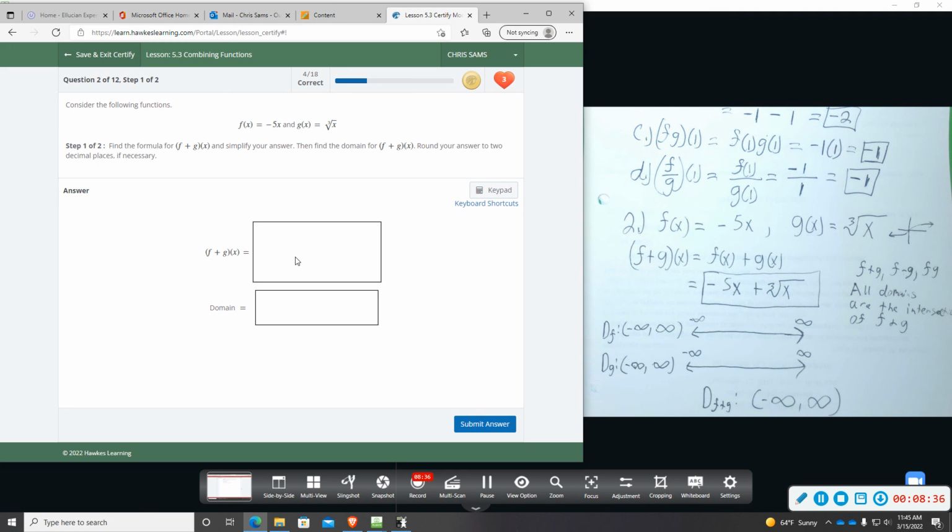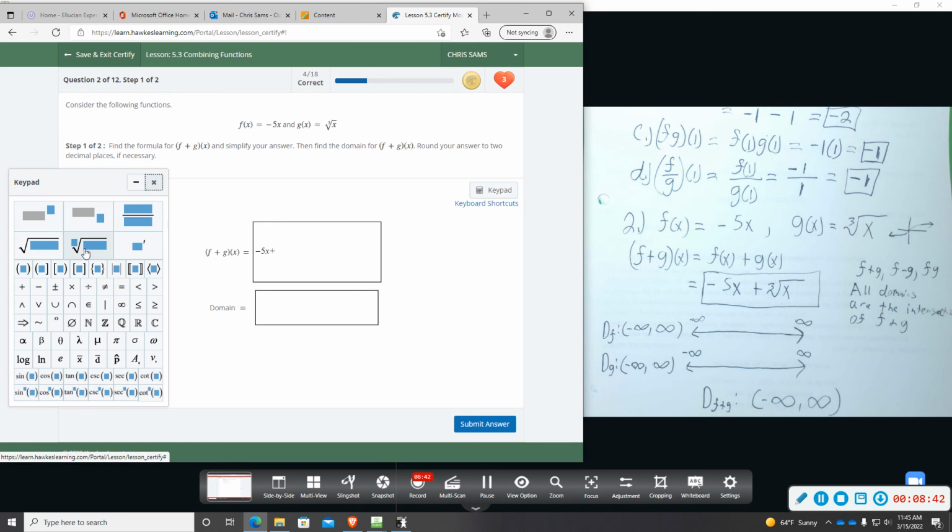So the function is just negative 5x plus, I need the keypad to do cube root of x, cube root of x, can't simplify that, and then the domain, negative infinity to positive infinity.